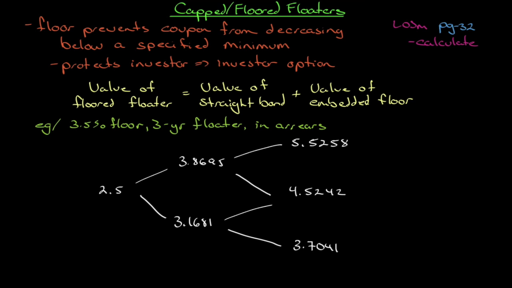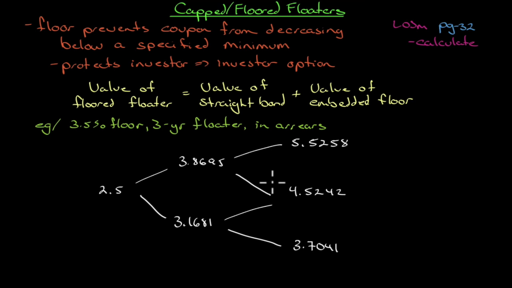All right, we'll look at the floor now. A floor prevents a coupon from decreasing below some specified minimum rate. It protects the investor, so it has value for the investor. It's an investor option. So the value of the floored floater will equal the value of the straight bond plus the value of the embedded floor.